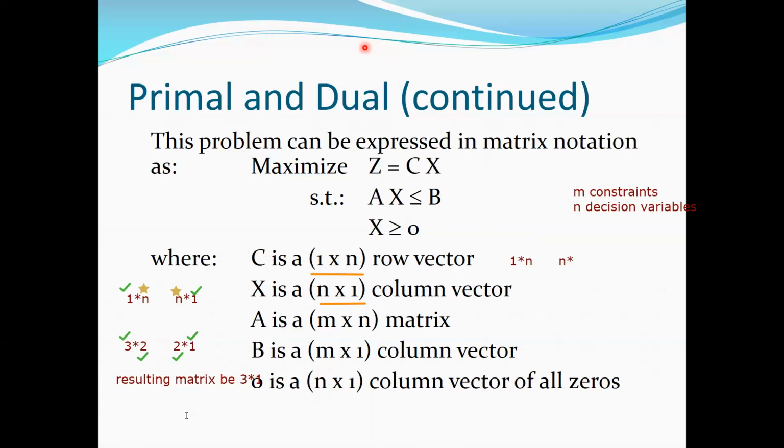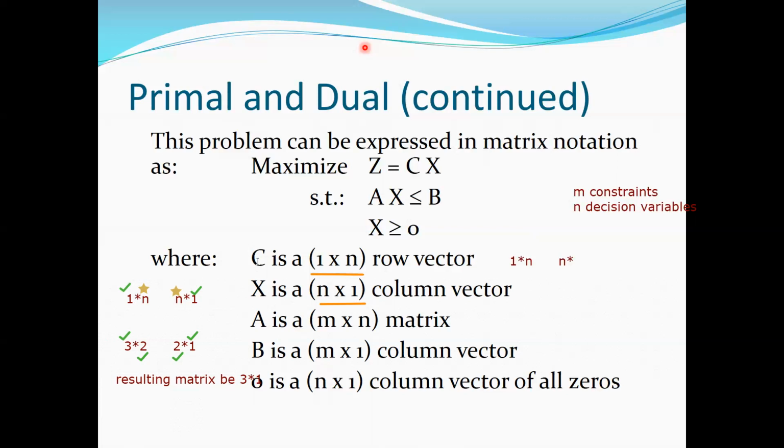Make sense? Okay, so when I multiply C and X, I'll go back to this problem here, where C is a 1 cross n row vector and X is an n cross 1 column vector. What happens when you multiply C and X together? What dimension do you get? Go ahead and type it up in chat.